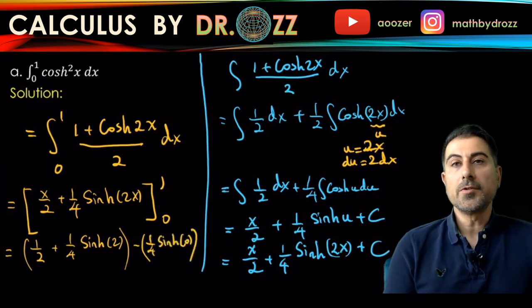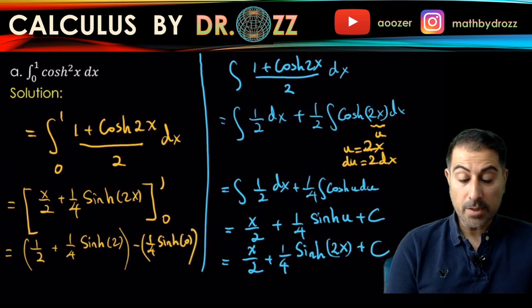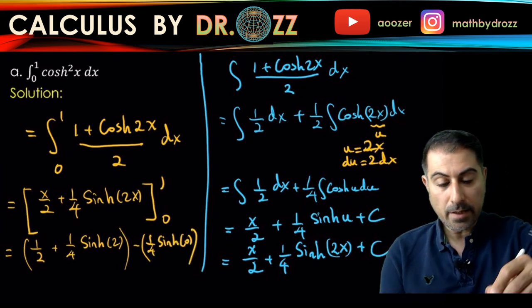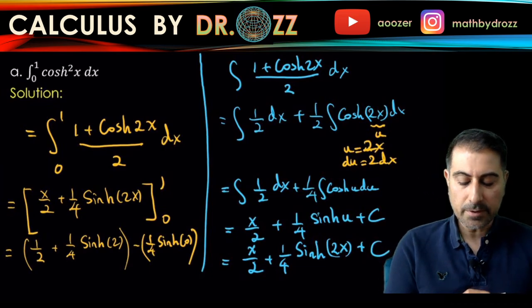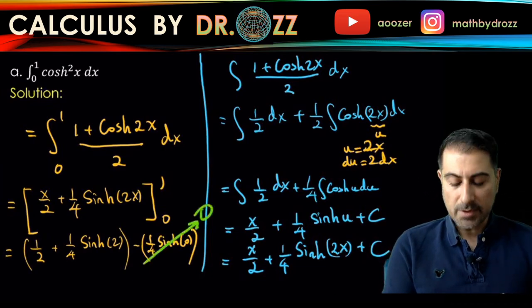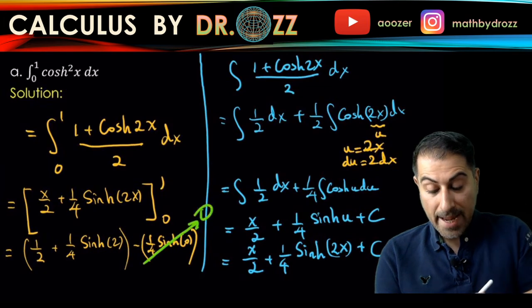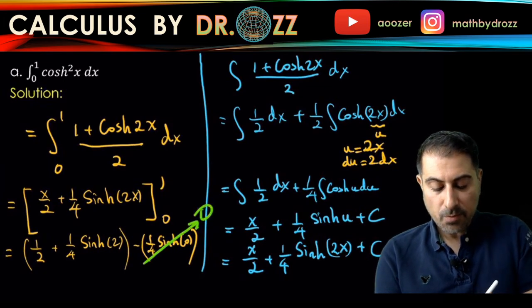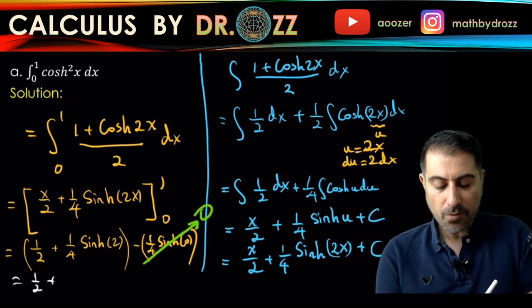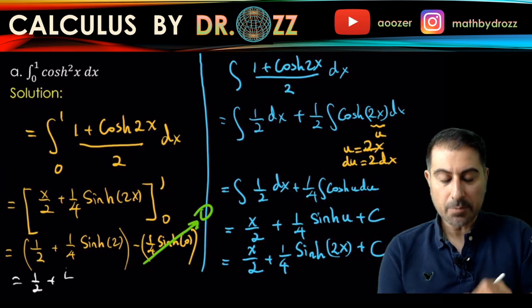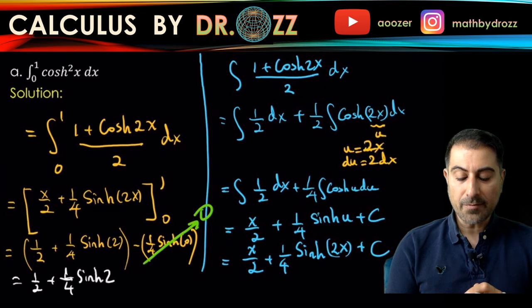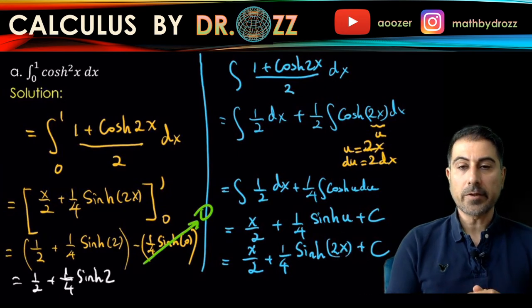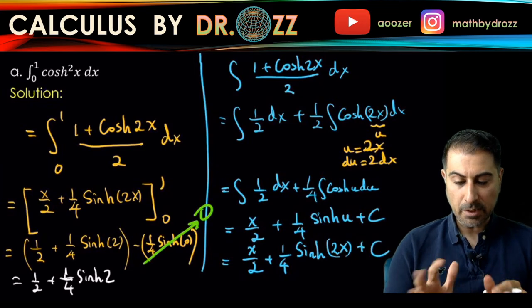Go ahead and use your calculator if you want to, but make sure that this is already 0, because sine hyperbolic 0 is already 0. So the answer is 1/2 plus 1/4 sine hyperbolic 2. You can just leave it as is. I am completely fine with that, or you can use your calculator and get an approximate value, but since I'm fine with it, I'm going to leave it like this.